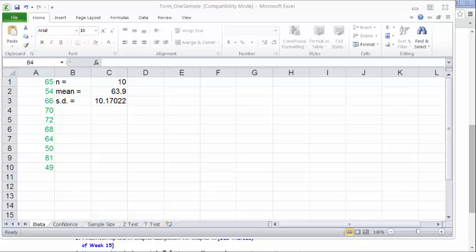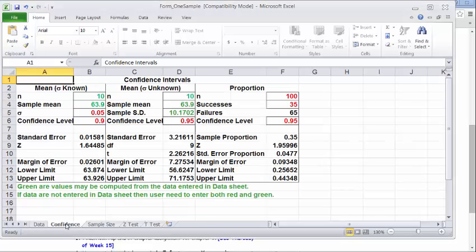This video will show you how to use an Excel worksheet that I made to help you do the statistical inference for one population very quickly. If you want to do a confidence interval estimate for proportion, for instance, you can click on this confidence tab.